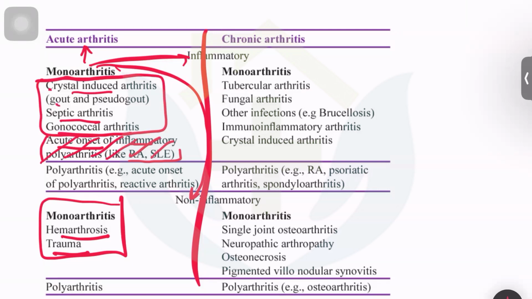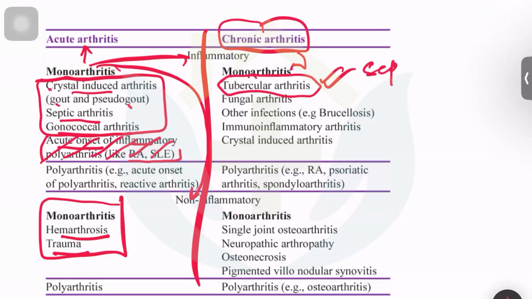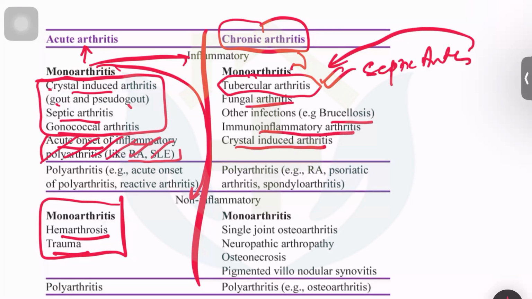In crystal, gout and pseudogout. Chronic monoarthritis, tuberculosis is the king. So basically, it is a septic arthritis, but with a twist that it is tuberculosis. Brucellosis, fungal, immunoinflammatory, crystal-induced can present as chronic. Non-inflammatory monoarthritis can occur in single joint osteoarthritis. There is a Charcot's joint. Can anyone tell me what it is?